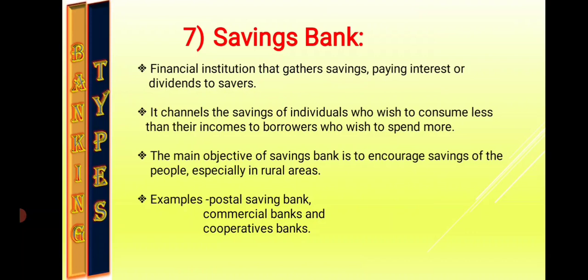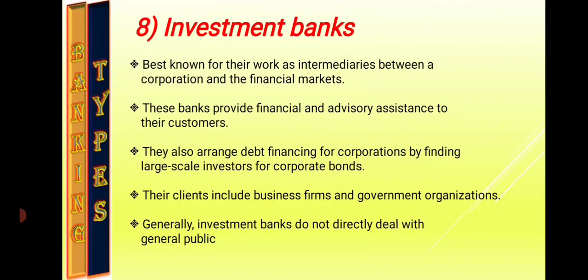However, savings banks are financial institutions whose primary purpose is accepting savings deposits and paying interest on those deposits. The main objective of a savings bank is to encourage saving among the people, especially in rural areas. Examples of such banks include postal savings banks, commercial banks, and cooperative banks. See the next type of bank, that is the investment bank.